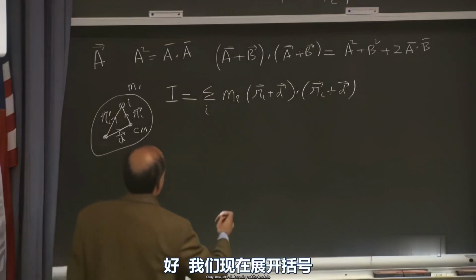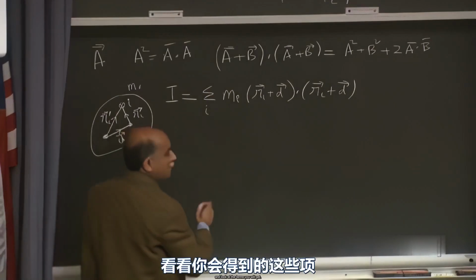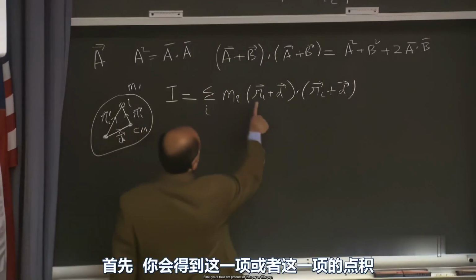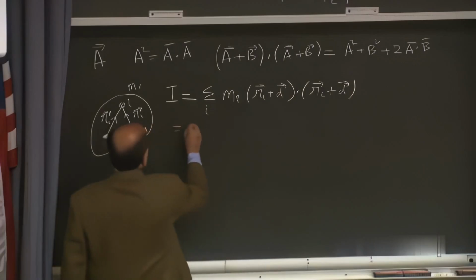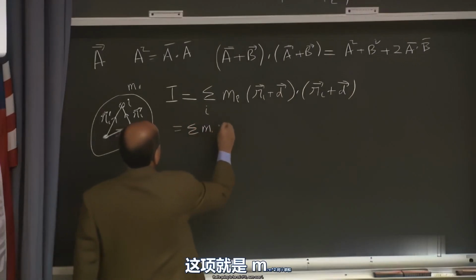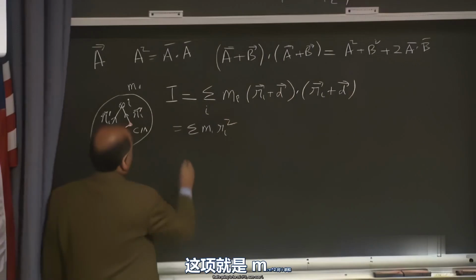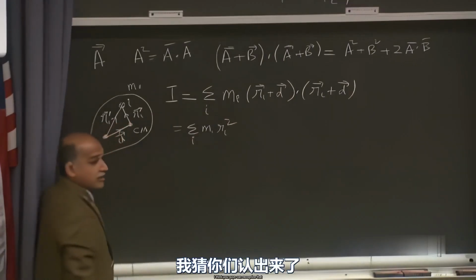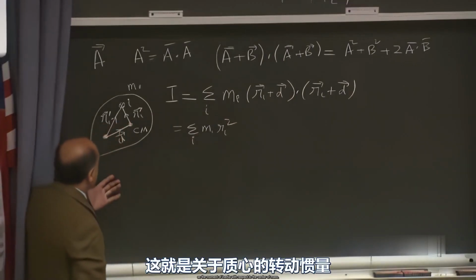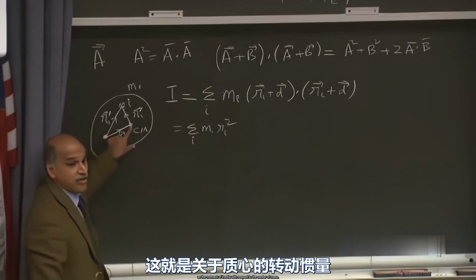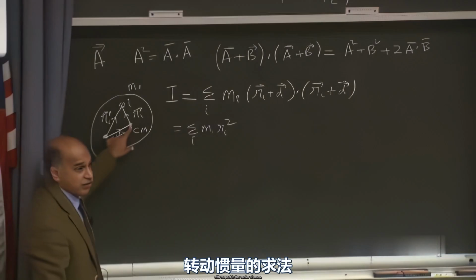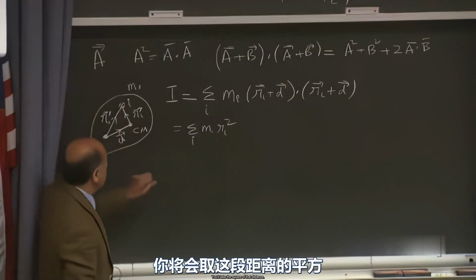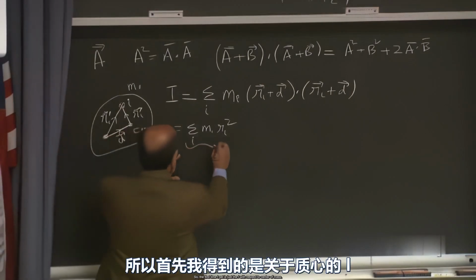Okay, now start opening out the bracket and look at the terms you will get. First, you take the dot product of this guy with this guy, which is R_i squared. That's going to be m_i R_i squared, sum over i. I think you can recognize that as the moment of inertia with respect to the center of mass. That's what you would do if I said find the moment of inertia with respect to the center of mass: you take the square of that distance. So the first term I get is just the I with respect to the center of mass.